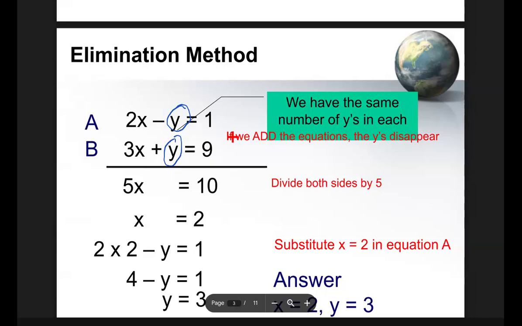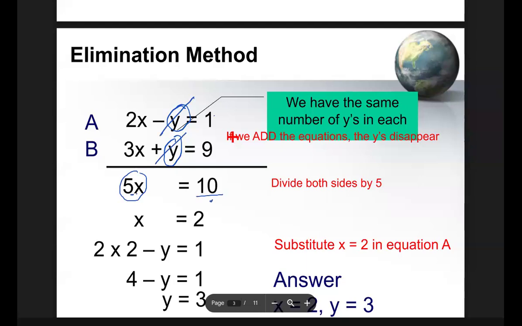I told you earlier that you have to check the rules. If they are the same signs, you take away. If they are different signs, you add. In this case, they have different signs, so you have to add. When you add them together, 2x plus 3x gives you 5x. 1 plus 9 gives you 10. Minus y plus y gives you 0. So it's now 5x equals 10.